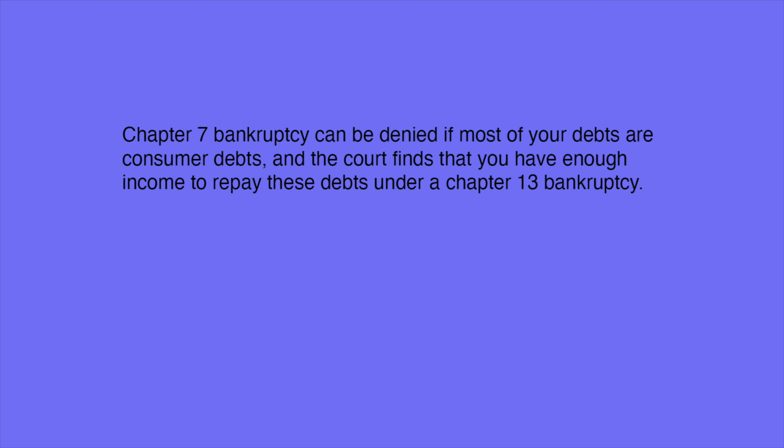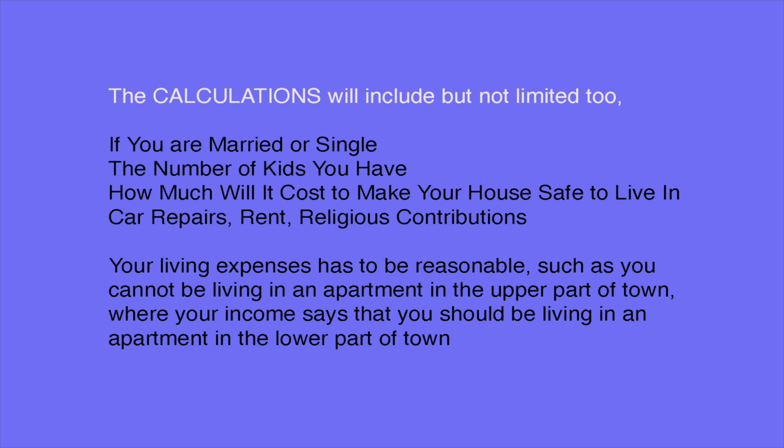Chapter 7 bankruptcy can be denied if most of your debts are consumer debts, and the court finds that you have enough income to repay these debts under a Chapter 13 bankruptcy. You have to do the calculations. The calculations will include, but are not limited to, if you are married or single, the number of kids you have, how much it will cost to make your house safe to live in, car repairs, rent, religious contributions.